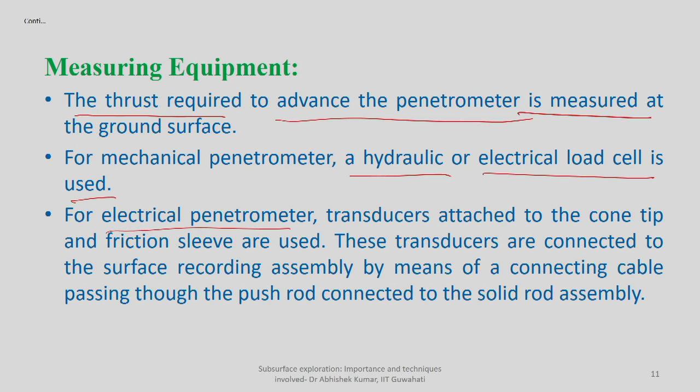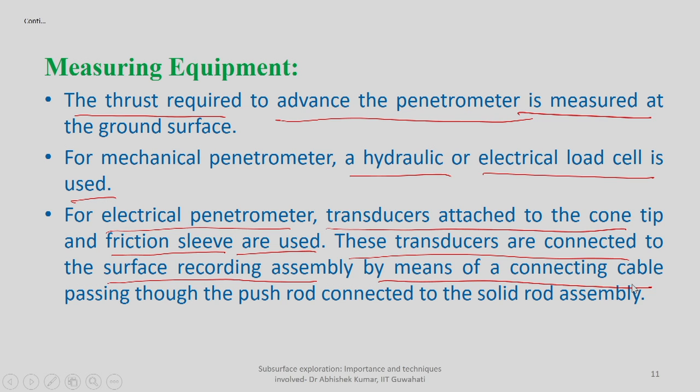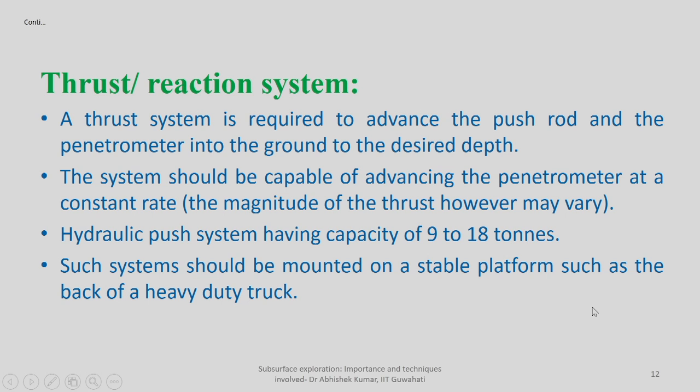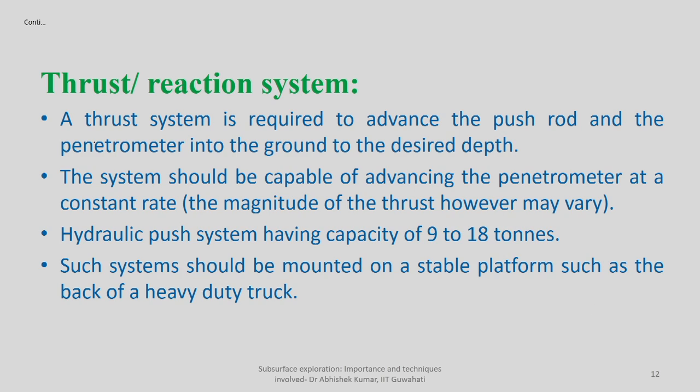For an electrical penetrometer, transducers attached to the cone tip and friction sleeves are used. These transducers are connected to the surface recording assembly by means of connecting cables. The cables I was discussing are called connecting cables, passing through the push rods, because push rods are hollow. Through those push rods, it can connect your measuring assembly at the surface to the penetrometer. Then thrust reaction: because finally you are pushing it, you need some mechanism by which you can build up the reaction or force responsible for pushing this cone to different depths. So, a thrust system is required.